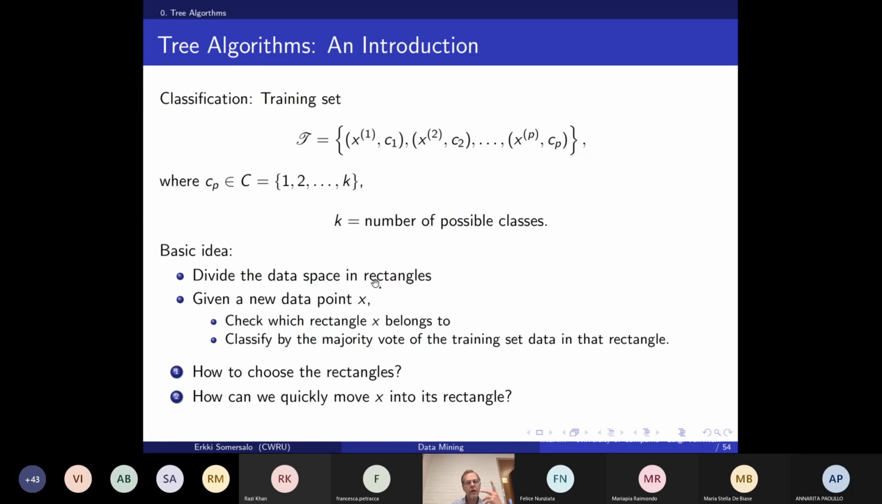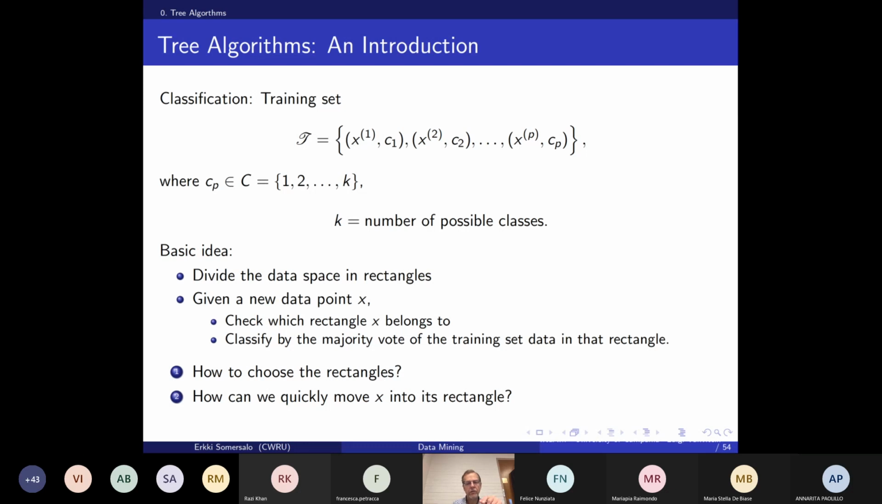If you have two attributes, let's say fever and age, you are in a two-dimensional space, and you divide your two-dimensional space into rectangles. Each rectangle represents one class. Now if you have a data point X, which you don't know the classification of, you check which rectangle X belongs to. Then you classify this X typically using the majority vote of the data set in that rectangle.